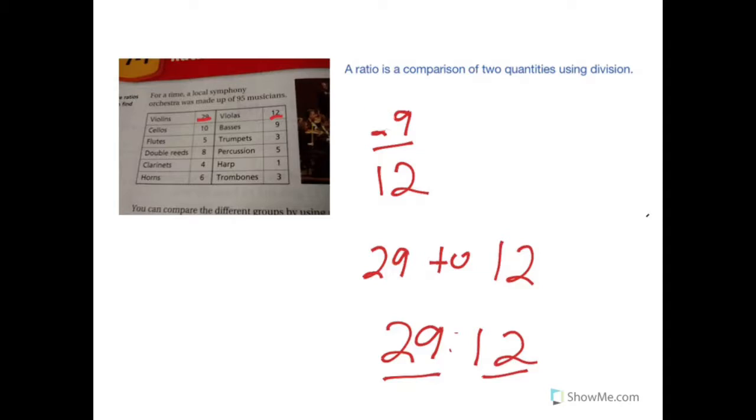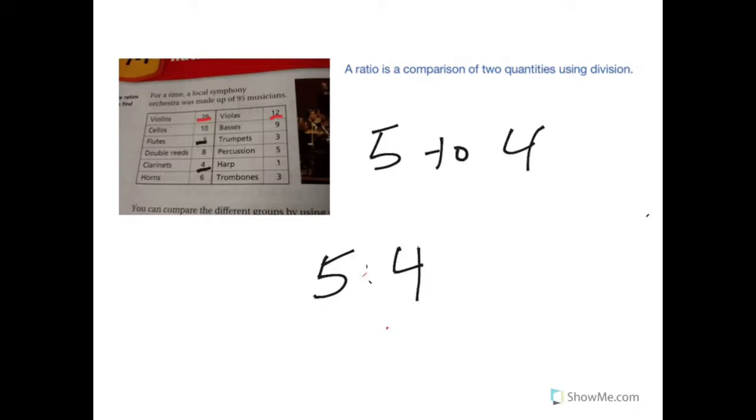Okay? Let's look at a couple of others just for some more examples here. Okay, what about flutes to clarinets? Well, there are 5 flutes to 4 clarinets. So we could write it like 5 to 4. Write it 5 to 4. Write it as 5/4. Okay.